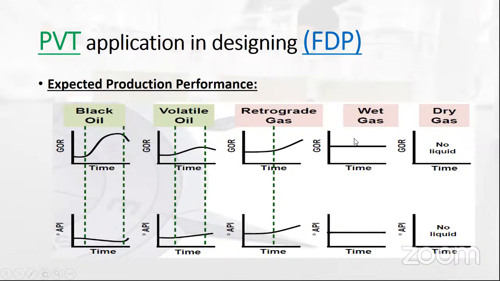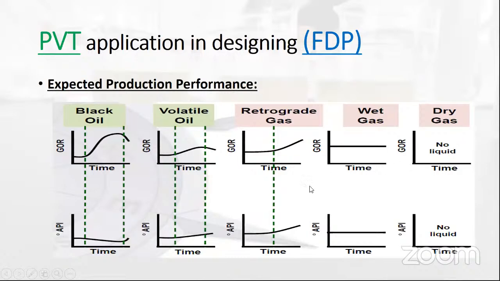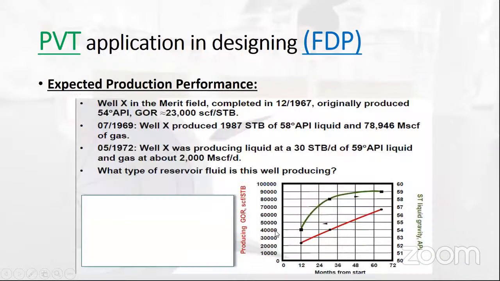Why? Because the wet gas will be single phase in the reservoir conditions for the whole life of the reservoir, okay? If we have this example, a well that is producing with a GOR of about 23,000, we can expect that it is a gas reservoir. But we have some phenomena. Originally, the API was about 54, then increased to 59, 58. So based on this graph, we can consider it as a retrograde gas condensate.